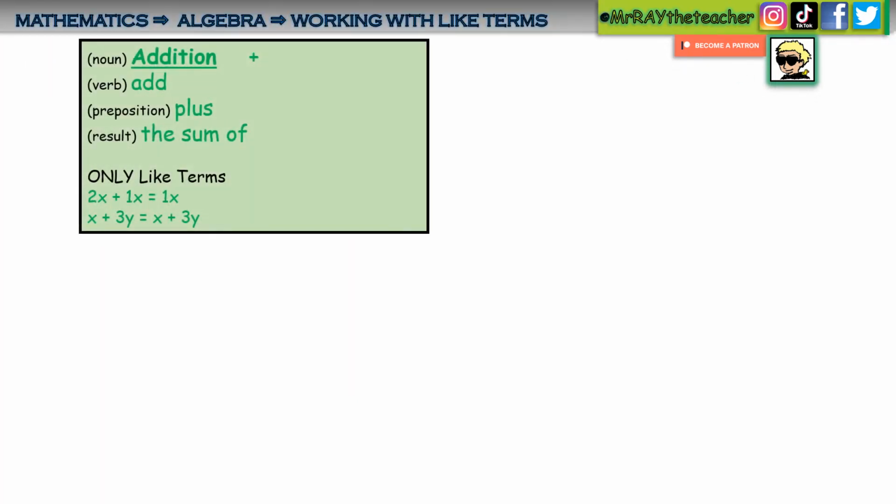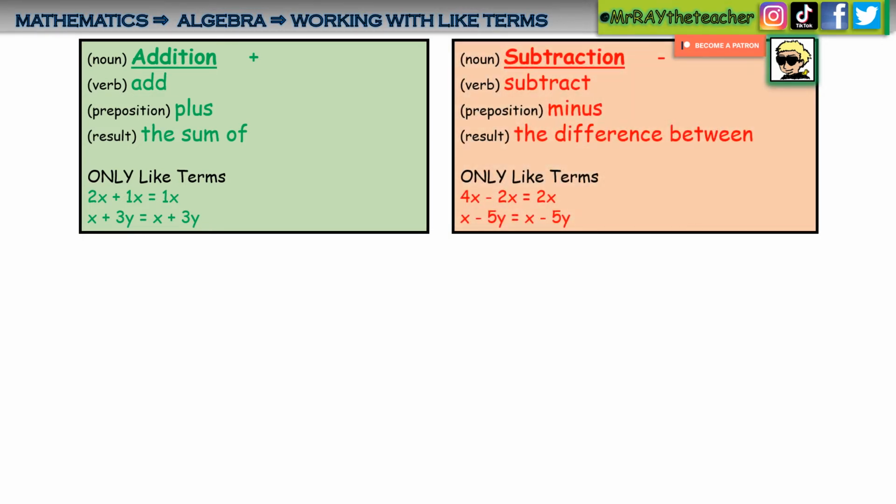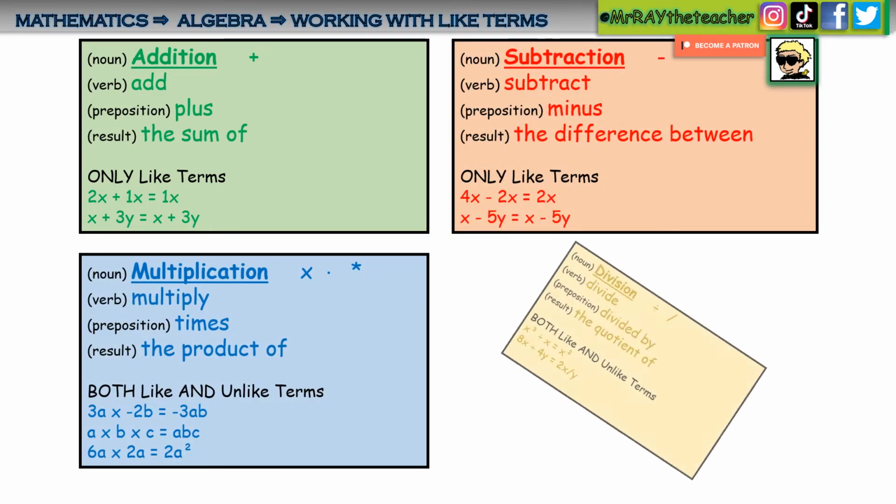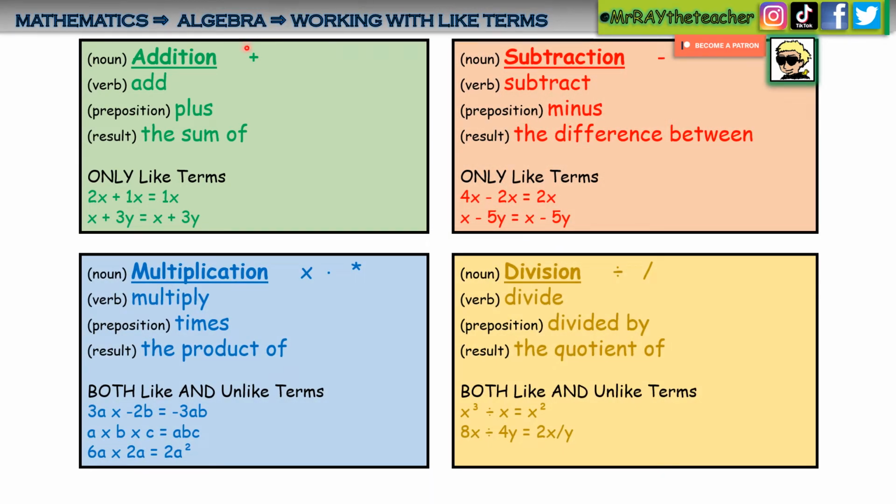Starting off with the basics, we've got addition, subtraction, multiplication, and division. Now we have the different word forms. The noun, for example, in the green box, would be addition. Verb form is add. The preposition is plus, and the result is the sum of. It only works for like terms. Then we've got subtraction, which is subtract, minus, or the difference between. This one only works with like terms. So the top two only work for like terms.